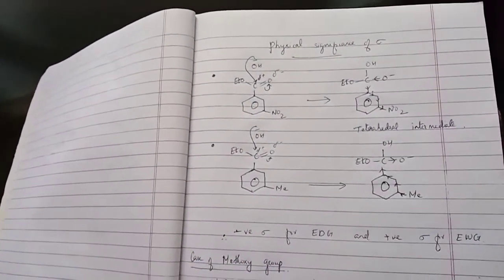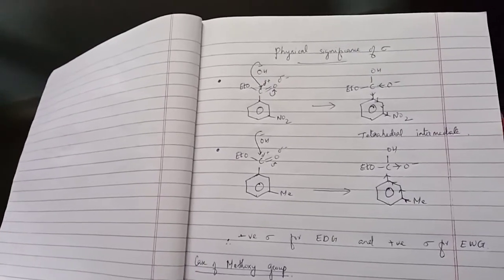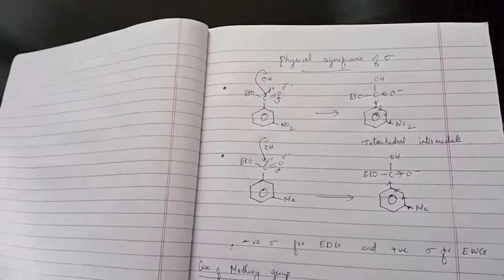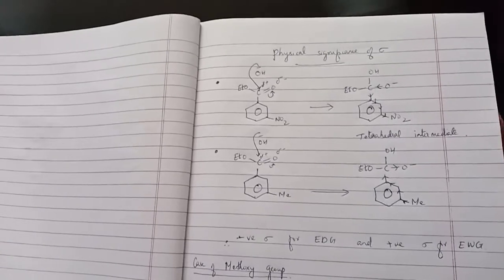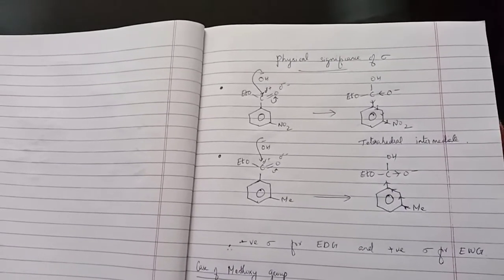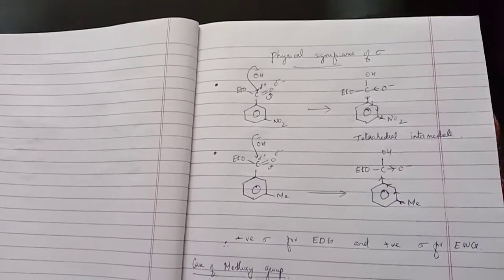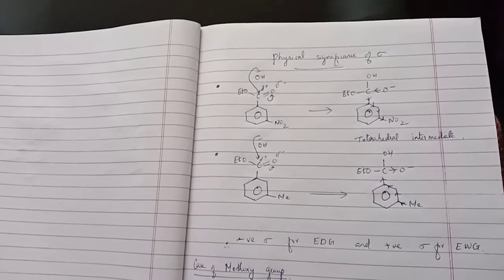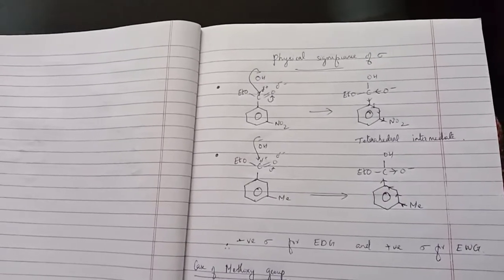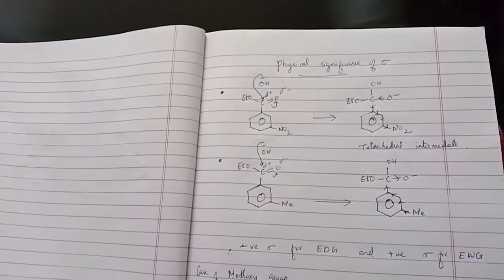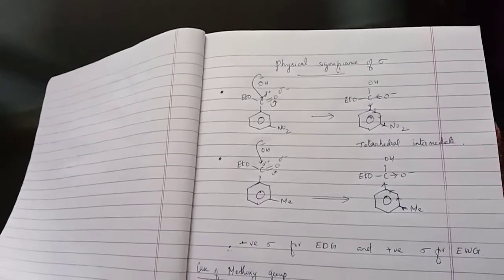That means a substituent with positive sigma value increases the rate of the reaction. So it stabilizes the intermediate, which means it increases the rate of the reaction. The substituent which destabilizes the intermediate decreases the rate of the reaction. So that is the significance of sigma.